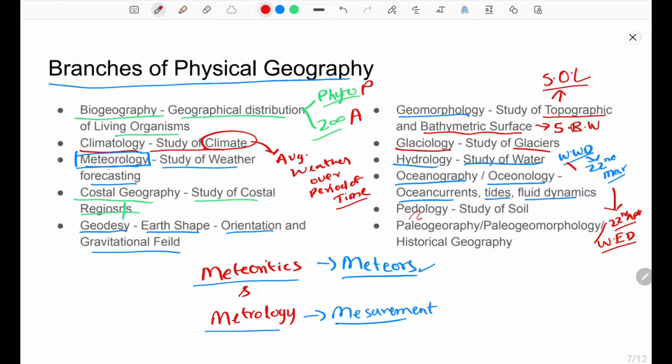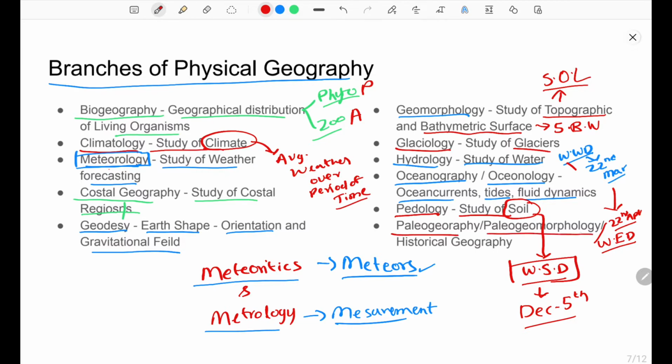Now coming to ocean geography or oceanology, it deals with ocean currents, tides, and fluid dynamics. And next here we have one more important branch called pedology. Pedology is the study of soil, and the United Nations has also created a day to spread awareness of soil and soil erosion, called World Soil Day, which is observed every year on December 5th. World Soil Day is on December 5th, World Earth Day is on 22nd of April, and World Water Day is on 22nd of March.